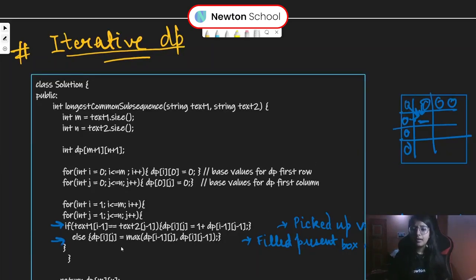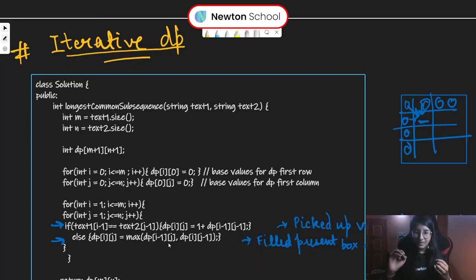Else it will directly skip that i-1 or j-1 and check out of them which is the maximum, and assign that to dp of i j. And this is the thing which we are doing here.